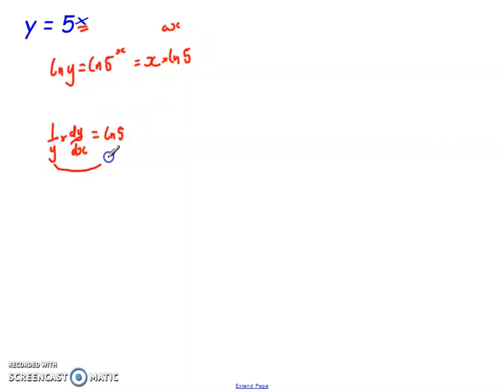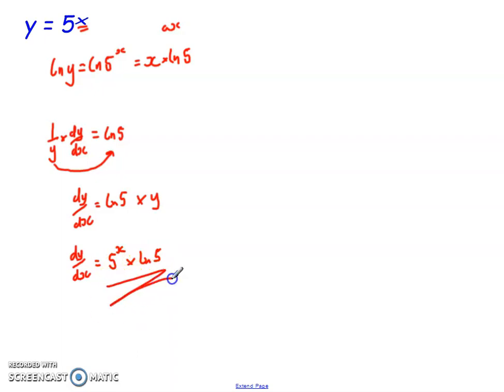What I'm now going to do is shift the 1 over y across here by making it a times. I then end up with dy by dx equals ln of 5 all multiplied by the y. I'm then going to substitute in for the y from right back at the start. I'm going to get dy by dx equals, I'm going to write 5 to the power of x first, times ln of 5. It just avoids any confusion with the 5's next to each other. So there you go. That is the derivative of that function there.